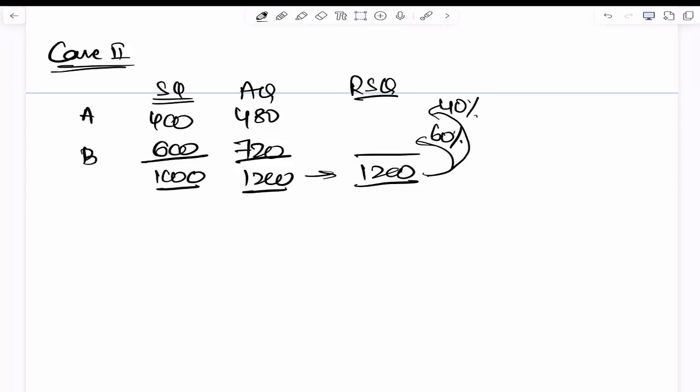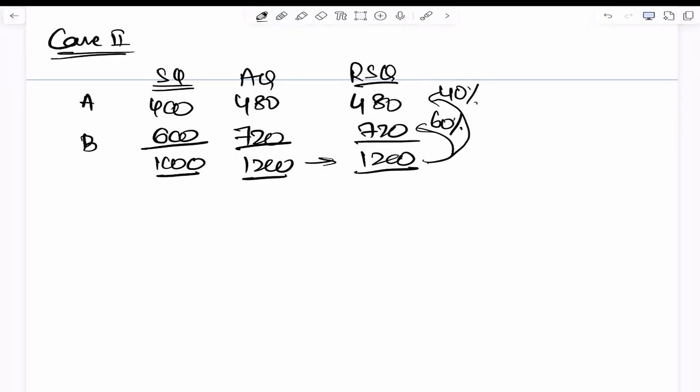Now, if I want to introduce RSQ, guys, what will I take? Total actual quantity in 40% and 60%. How much will be the total actual quantity, guys, in standard mix? Same, 480 and 720, which means I will not have material mix variance. I will have only material sub-usage variance. I repeat, there's no material mix variance, but there's only material sub-usage variance. Can you compute those variances?